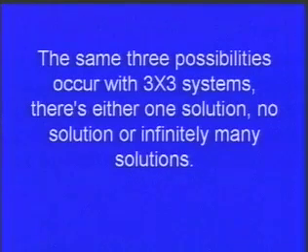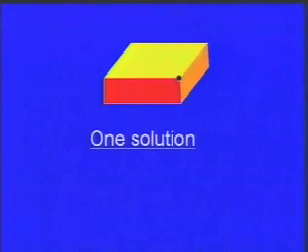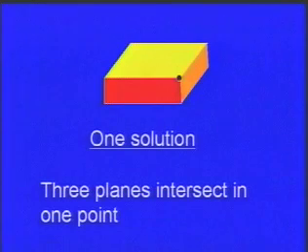The same three possibilities occur with 3x3 systems. Now 3x3 systems are either going to be lines or planes. Let's look specifically at what would happen if we had three planes. There's either going to be one solution, no solution, or infinitely many solutions. Let me see if I can prove that to you. Thinking that we have three planes, if that's your first plane, that's your second, and that's your third, as you see, the three of them come together in one point. That has one solution. You can think of it like a corner of a room. That's three planes coming together in one point, where you'd have one solution.